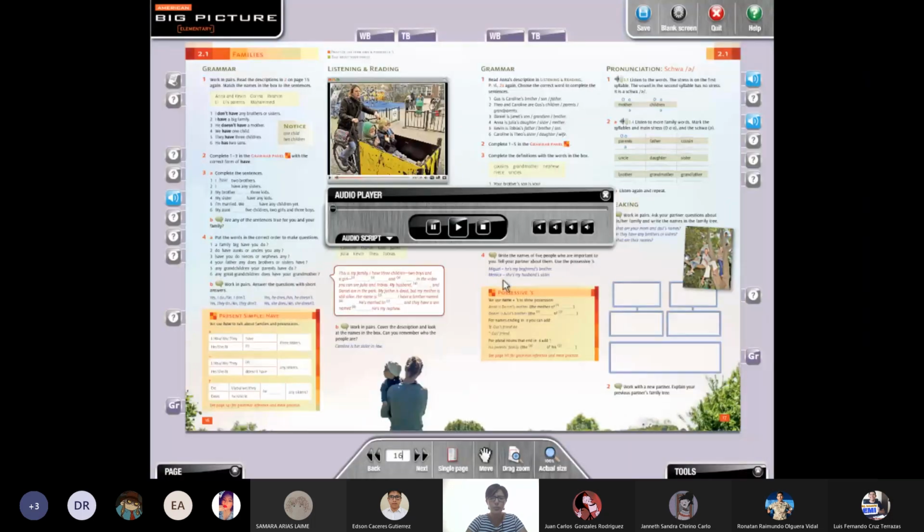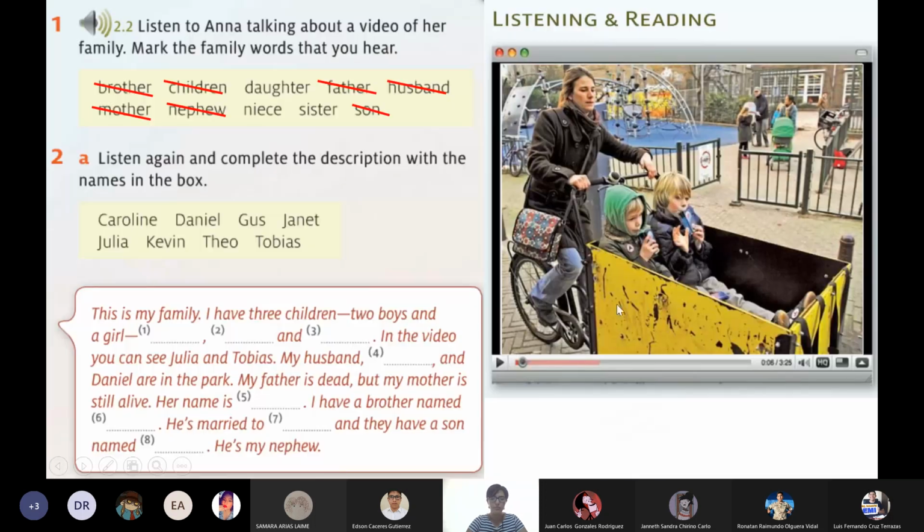So let's listen everybody one more time. Transcript 2.2, page 16, exercise 1. Hello, I'm Anna. This is my family. I have 3 children, 2 boys and a girl, Daniel, Tobias, and Julia. In the video, you can see Julia and Tobias. My husband Kevin and Daniel are in the park. My father is dead, but my mother is still alive. Her name is Janet. I have a brother named Theo. He is married to Caroline, and they have a son named Gus. He's my nephew.